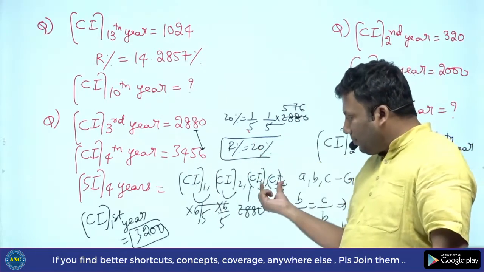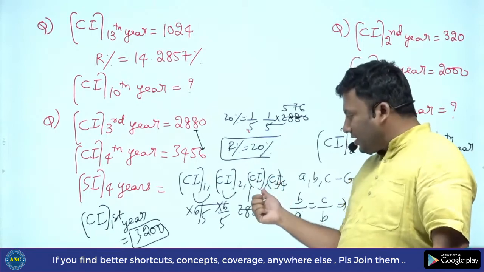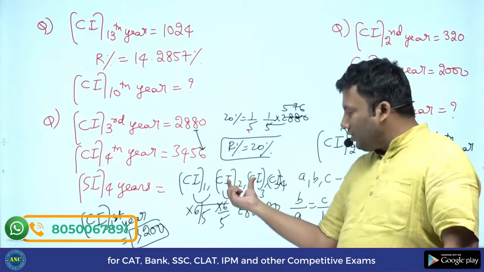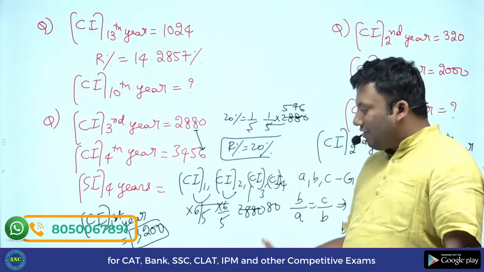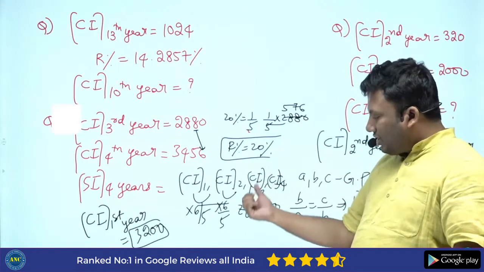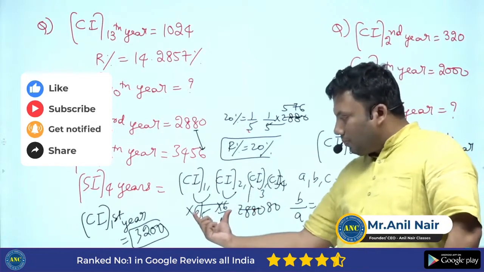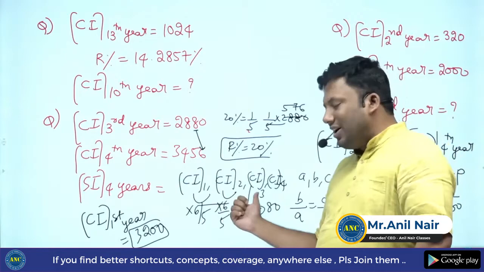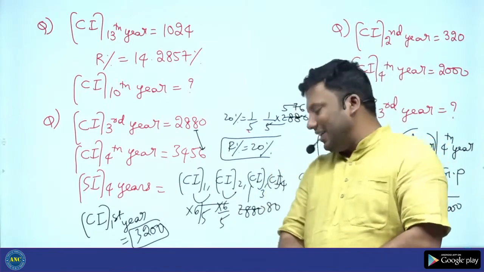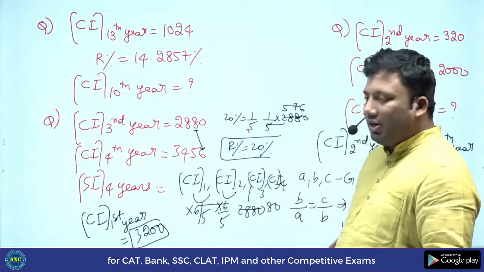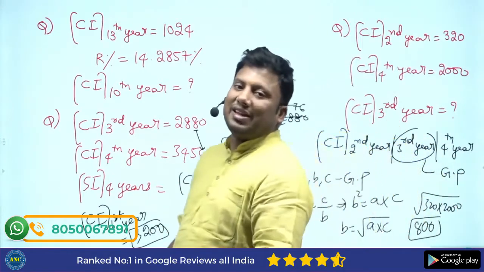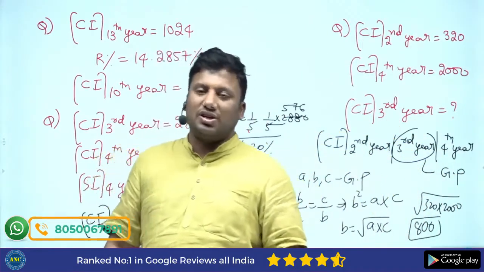I got 20%. 1 plus 20% is 6 by 5, from here to here, into 6 by 5. CI for the third year is given. So P into 36 by 25 is equivalent to 2880. 36 into 80 is 2880. 80 into 40 is 3200. Compound interest at the end of the first year is 3200.